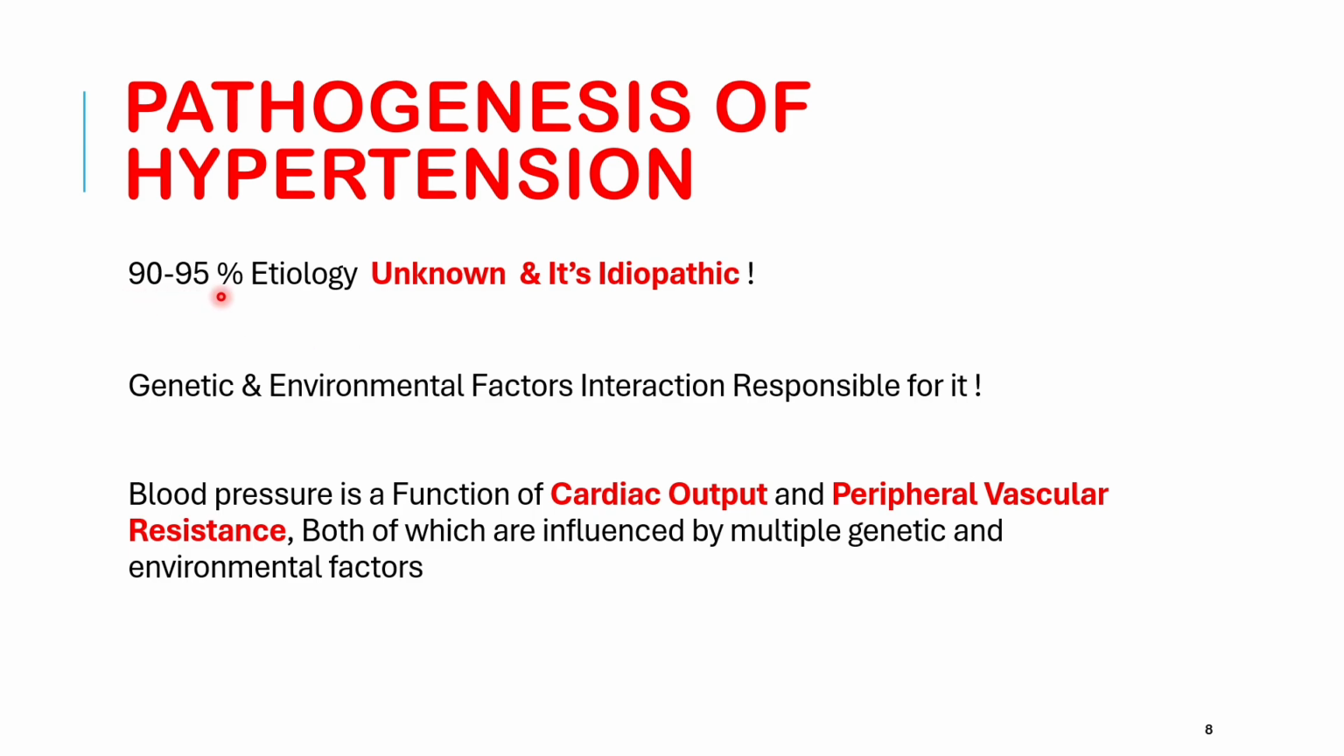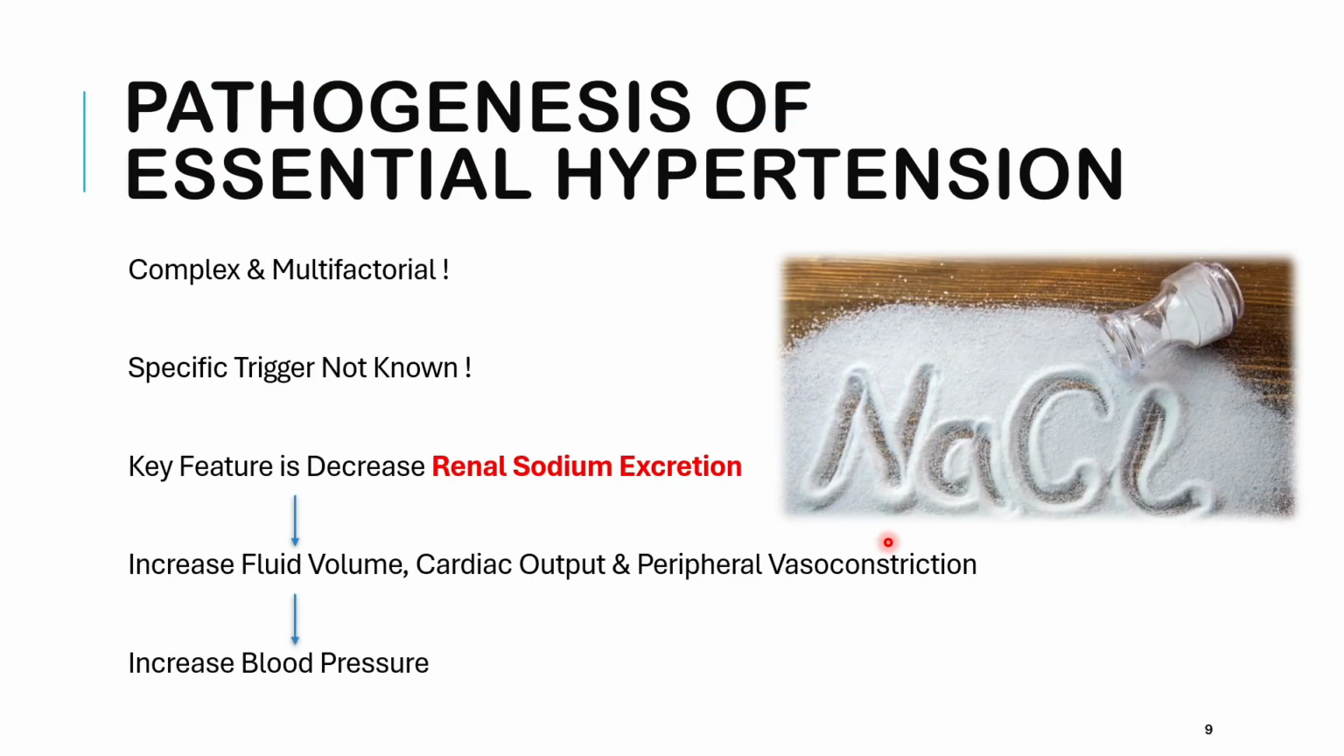So in 90 to 95% the pathogenesis is not known, idiopathic, essential, right? But we can ultimately conclude that blood pressure is a function of cardiac output and peripheral vascular resistance. So if they are affected, then you have a chance of developing hypertension. If you have more cardiac output, more chance of hypertension. If you have more peripheral vascular resistance, then you have a chance of hypertension, right?